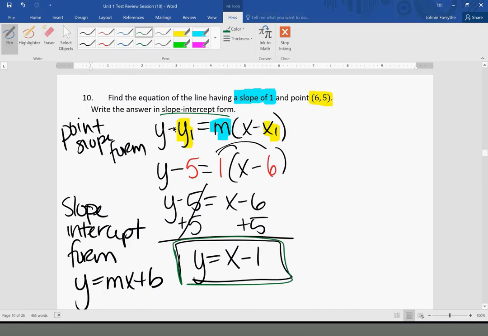So this first one is point-slope form, and we use that when we have a point and a slope. And then the next one is slope-intercept form. They're just different ways of writing the same equation.